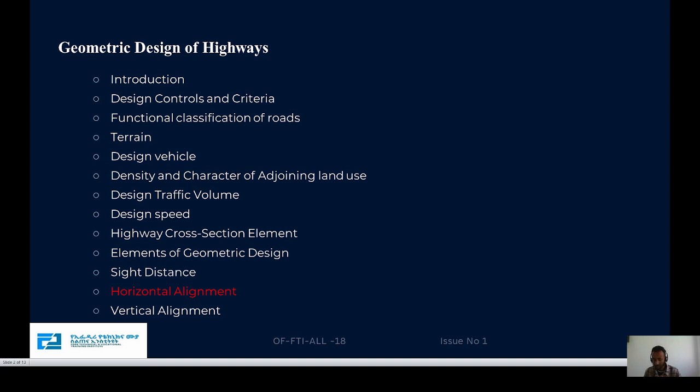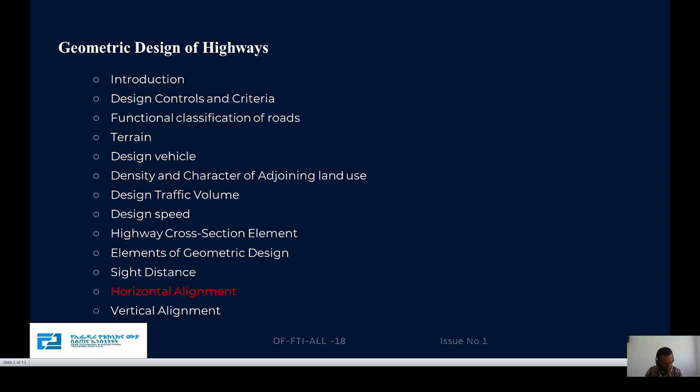There are different types of elements discussed. The first are the lane widths, shoulders, drainage, the back slopes, and also the medians to divide the highways, and lastly the right of way, and also the elements of geometric design.